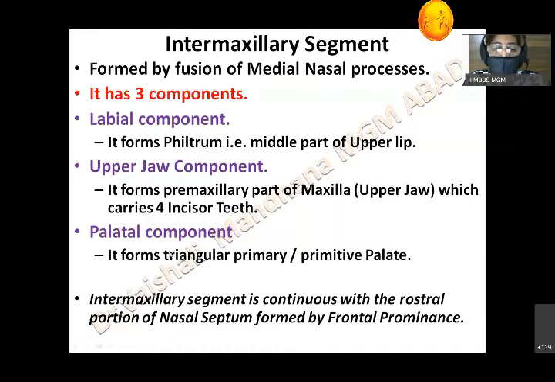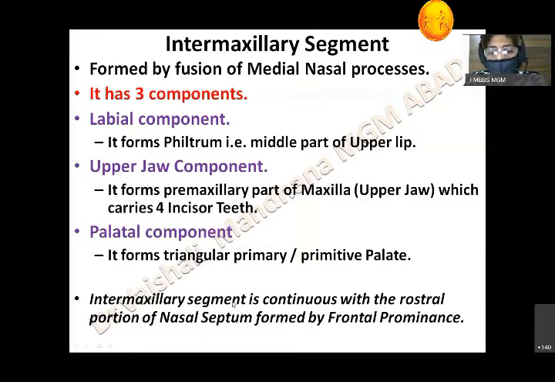And the third one is the palatal component. It is nothing but the primary or primitive palate, the initial palate which is separating the nasal cavity from the oral cavity. So these are the 3 components: the lip component, the upper jaw component, and the palate component. So it is very clear that the intermaxillary segment forms the philtrum of the upper lip, it forms the part of the upper jaw which has the 4 incisor tips, and it forms the temporary or primitive palate.